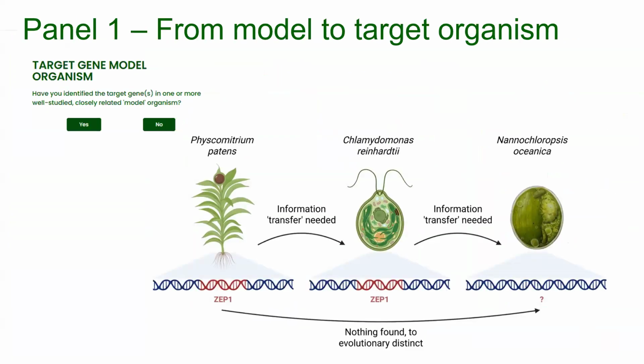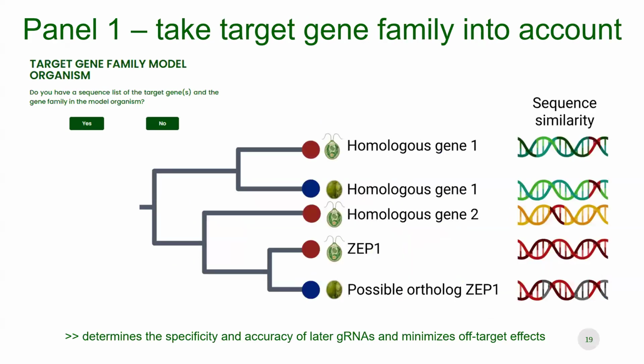So the GeneBEwise is built through questions. One of the first questions is if you have identified the target gene in one or more well-studied, closely related model organisms. There you can answer yes or no, because it is important here to go from a model organism to the target organism, sometimes with in-between steps. So how you do this step from model to target is also a workflow that is described there.